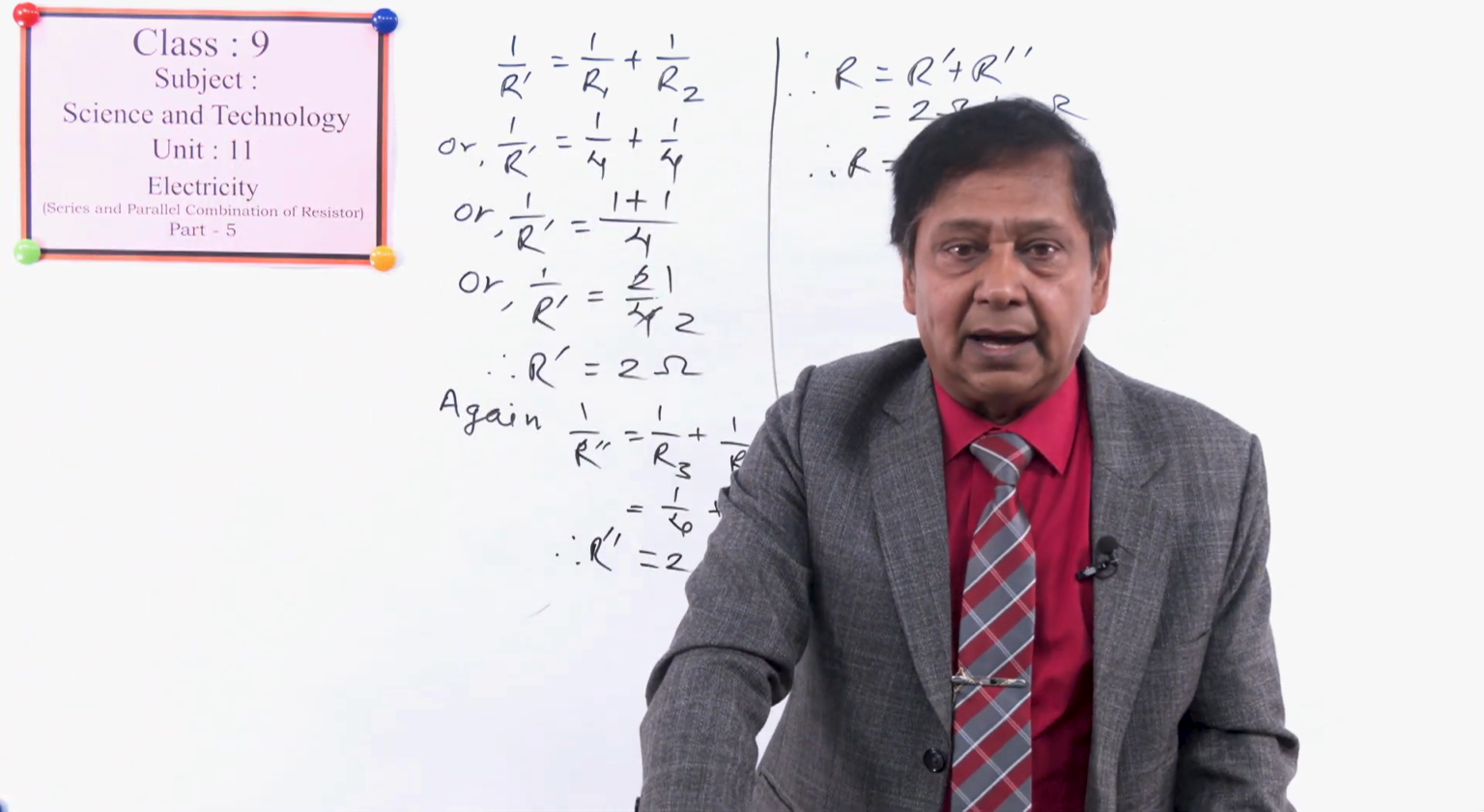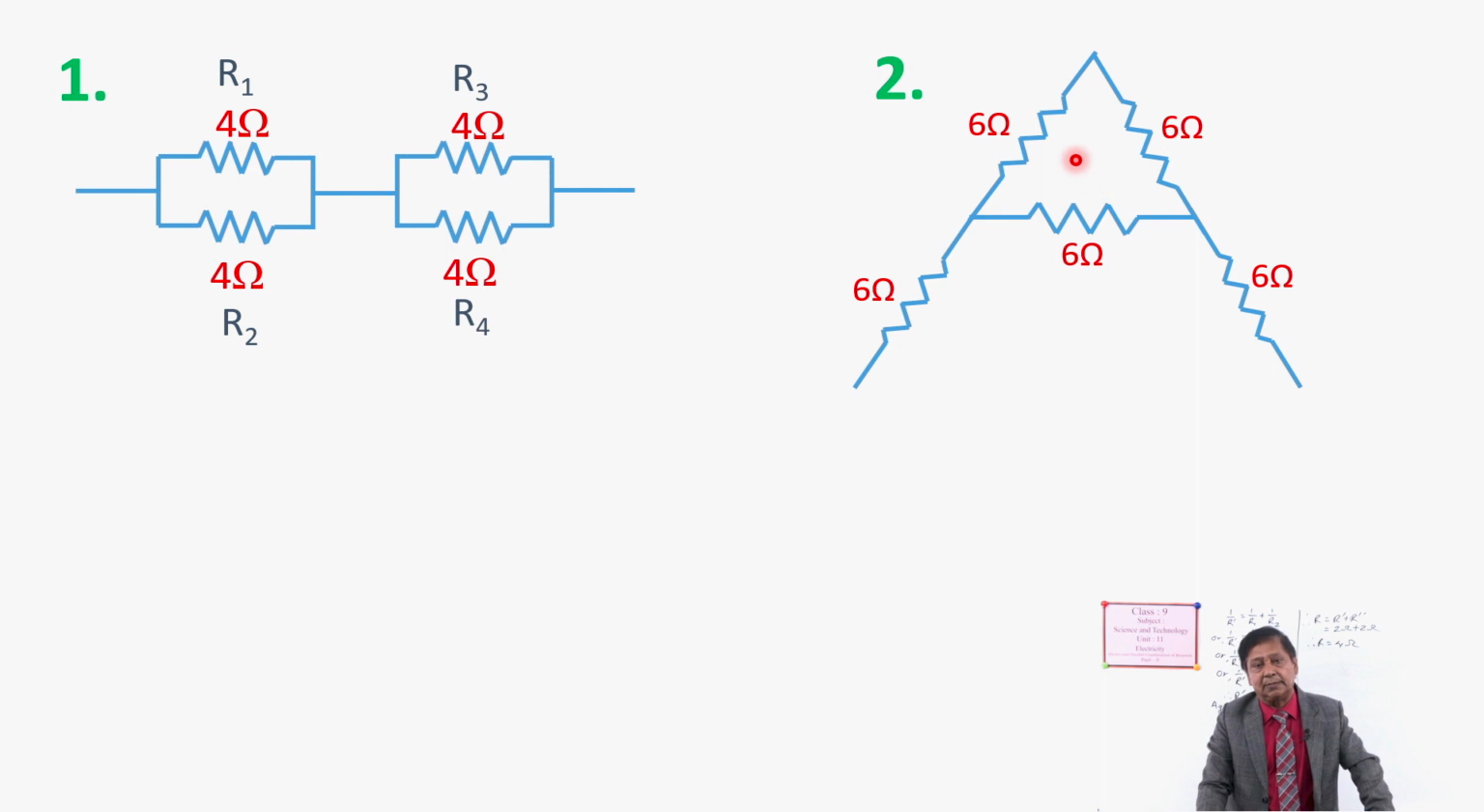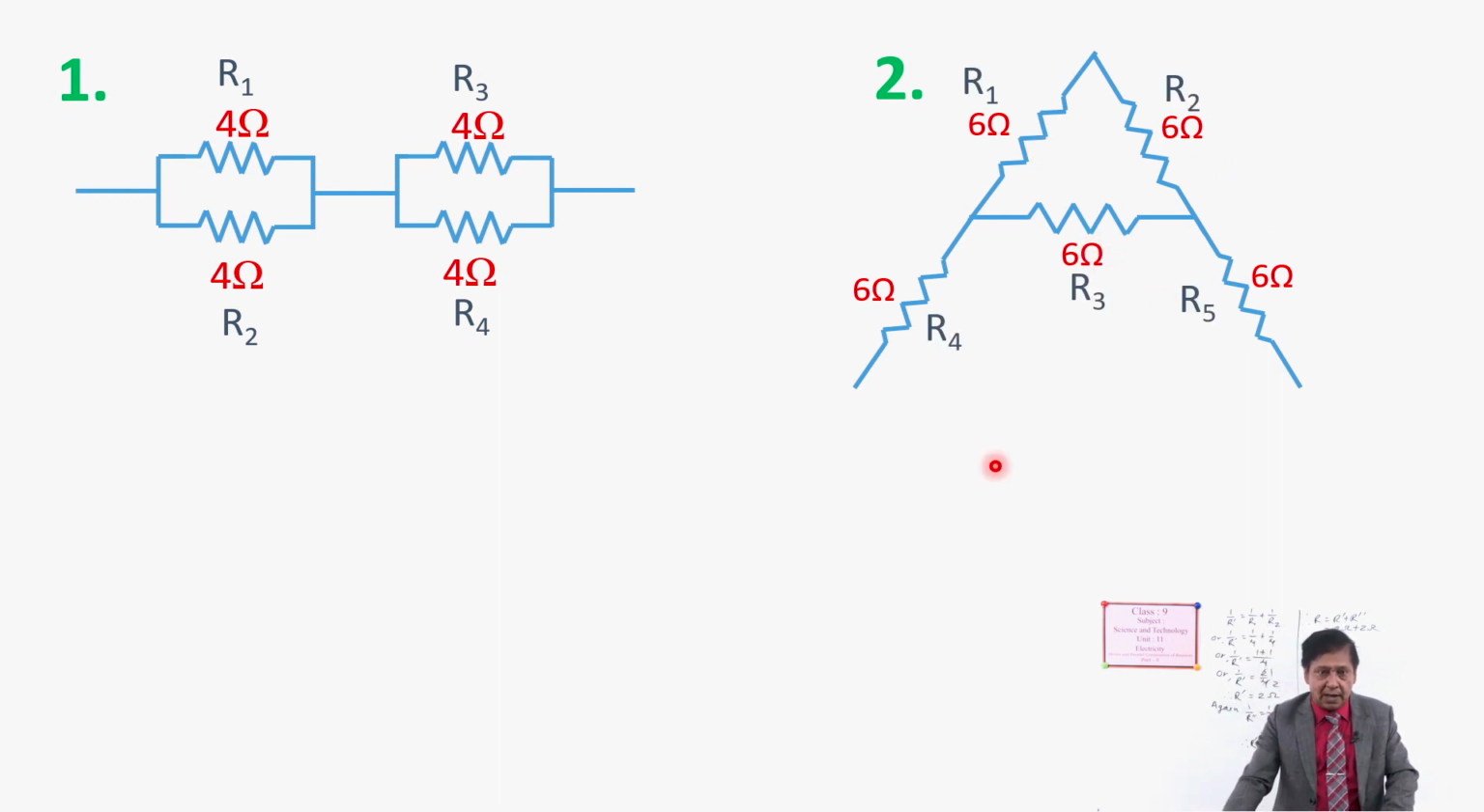Okay, look at this another one. How do we solve this? This is 6 ohm, 6 ohm, everywhere 6 ohm. These two are in series, and this series combination is in parallel with this one. So if we write R1, R2, R3, R4 and R5, R1 and R2 are in series, we can get the total of these two, and this series combination is in parallel with R3. We can do it this way.